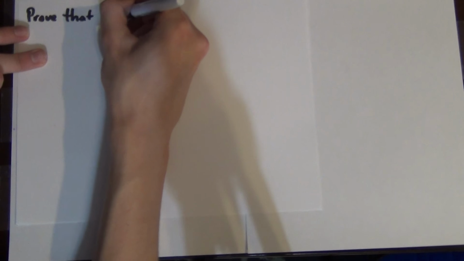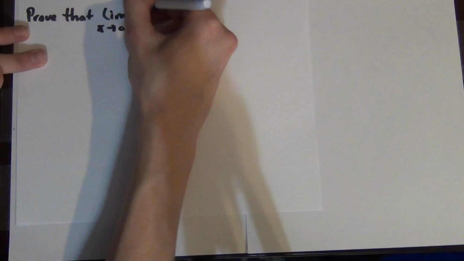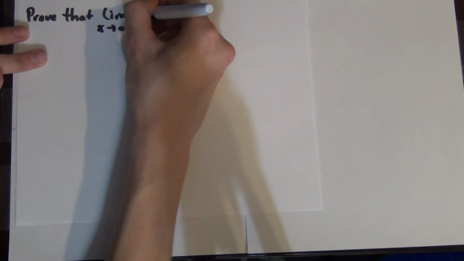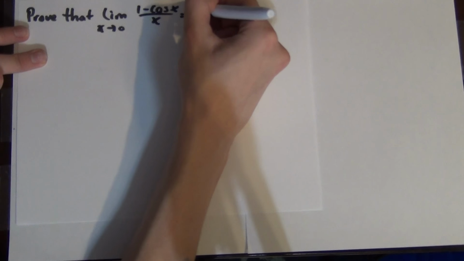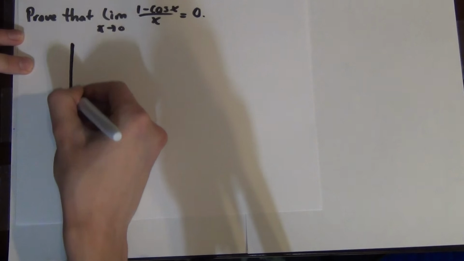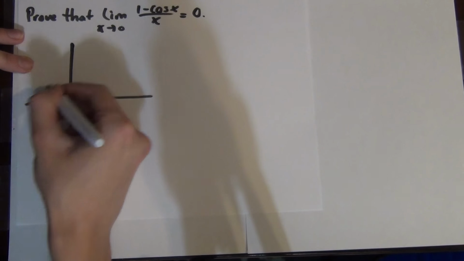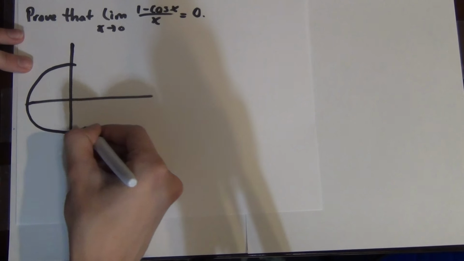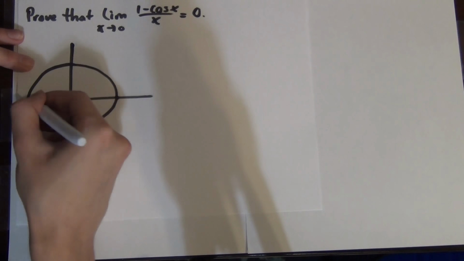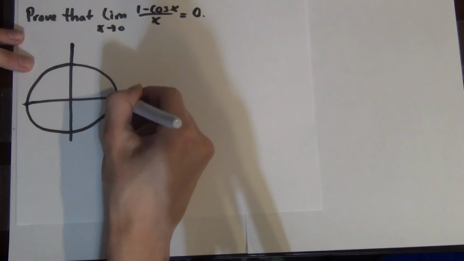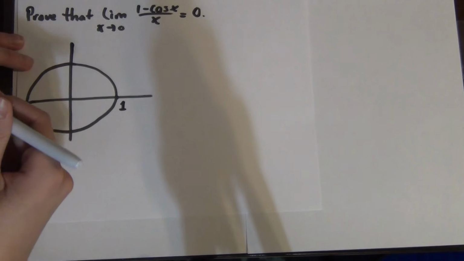So I claim that the limit as x approaches 0 of 1 minus cosine of x over x equals 0. So take a deep breath. This is going to be a long one. All right, so let's suppose that I have a picture, and I'm going to draw a unit circle. So that's essentially a circle with radius 1. Okay, that's really not the best circle, but you can get over it. This distance is 1.